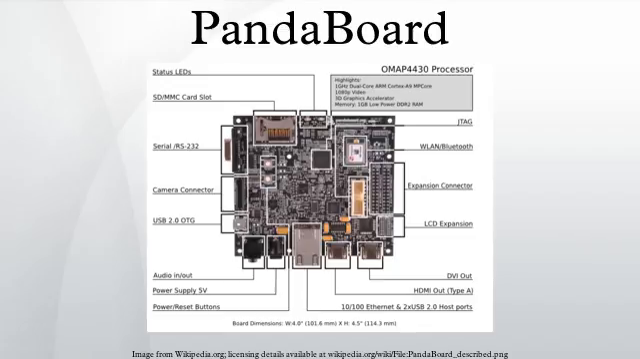OpenBSD supports PandaBoard. FreeBSD added PandaBoard support in August 2012. A version of RISC OS 5 is actively developed. QNX Neutrino 6.5.0 SP1 and 6.6.0 have board support packages for the PandaBoard and PandaBoard ES.